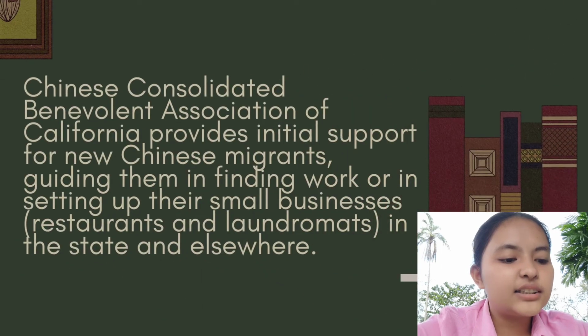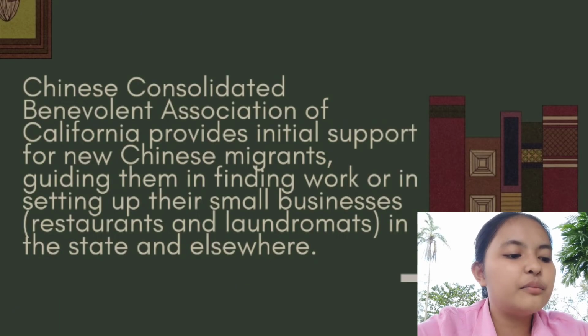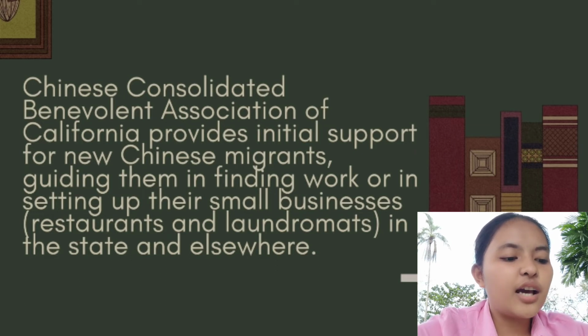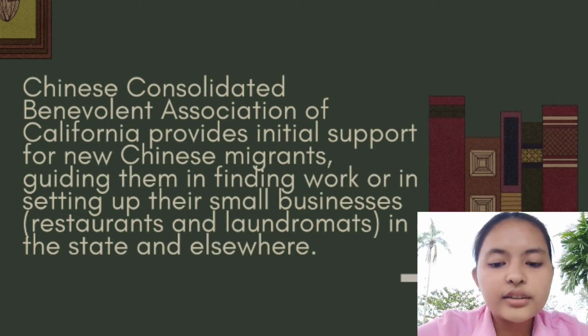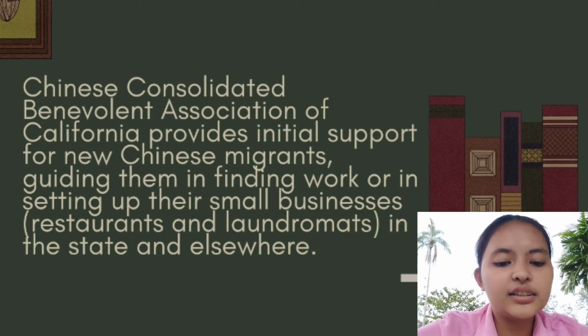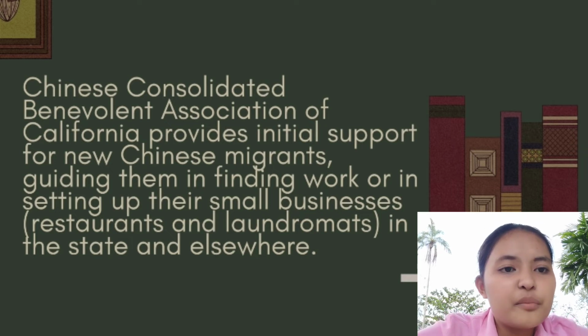For instance, the Chinese Consolidated Benevolent Association of California provides initial support for new Chinese migrants, guiding them in finding work and setting up their small businesses. The drawback of these networks is that instead of facilitating integration, they exacerbate differences and discrimination.